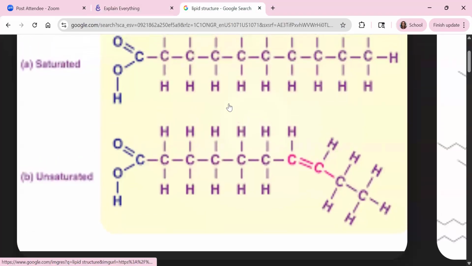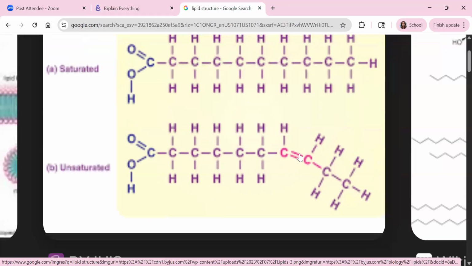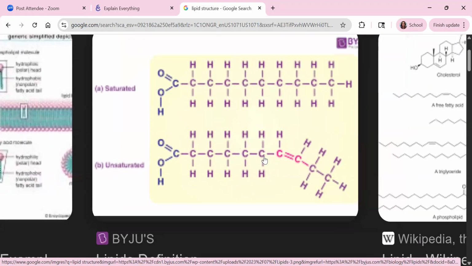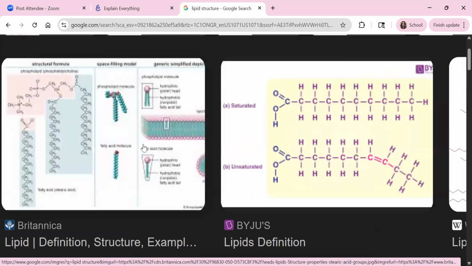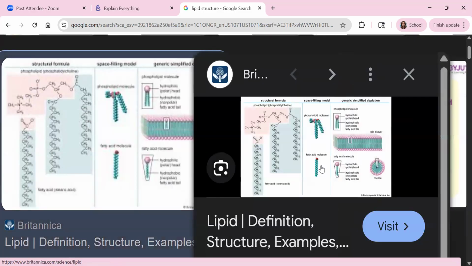Again, I don't think you have to know the fine details, but this right here would be considered cis because we have our hydrogens, which are our lower priorities, and our carbons, which are higher priorities than hydrogen, on the same side, like that. And so that's how it makes that kink. So if we move into something like this, see if I can zoom in good.